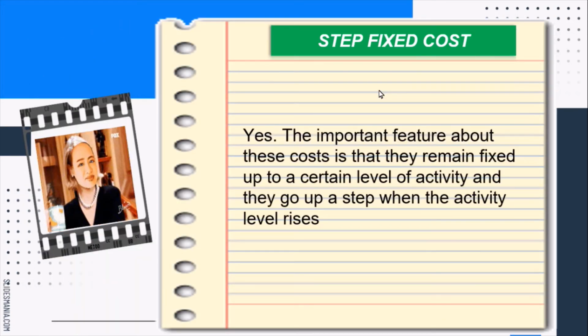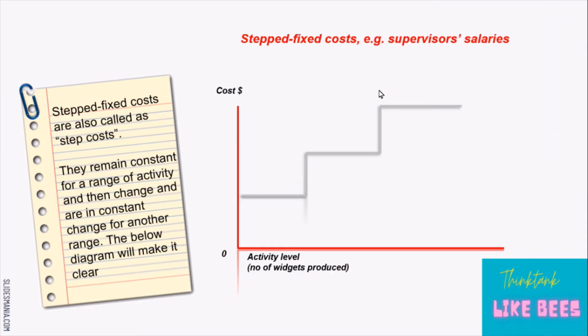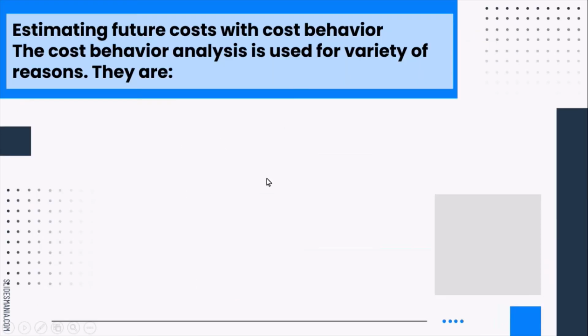Yes, the important feature about these costs is that they remain fixed up to a certain level of activity and they go up a step when the activity level rises. Step fixed costs are also called step costs. They remain constant for a range of activity and then change and remain constant for another range.